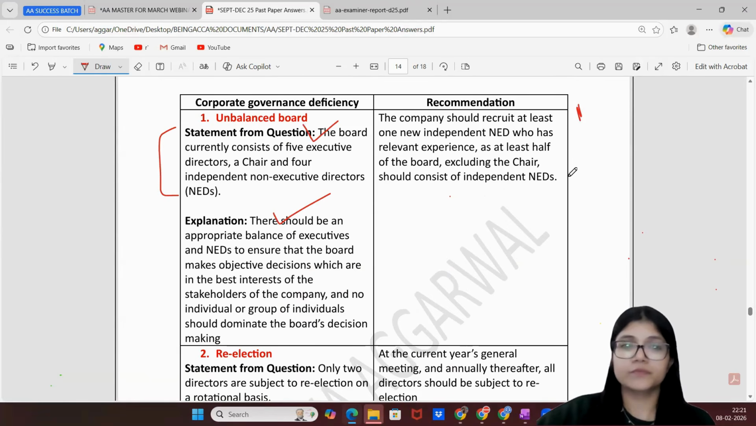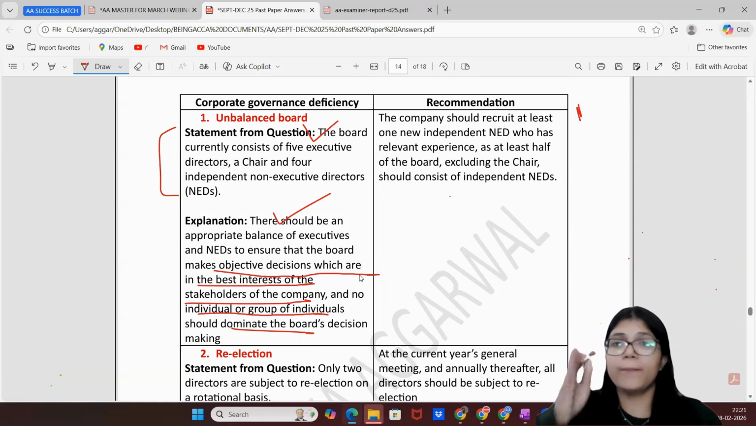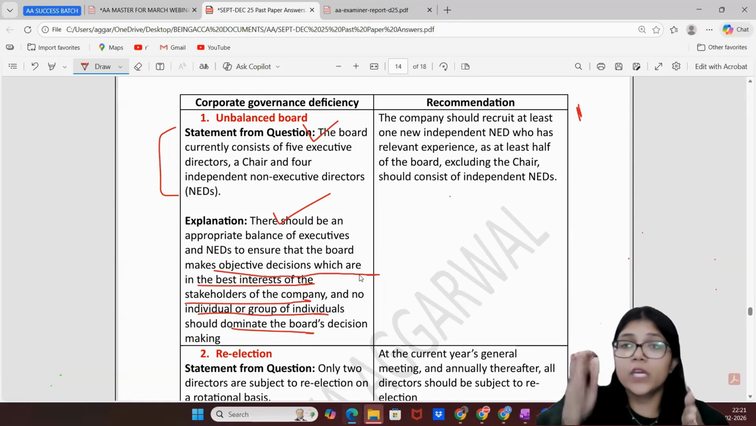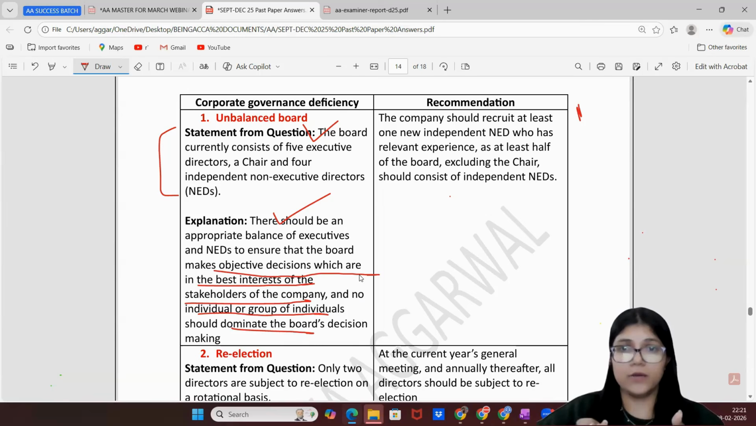There should be an appropriate balance of executives and NEDs to ensure the board makes objective decisions which are in the best interest of the stakeholders, and no individual group is getting dominated amongst them. So there should be a balance. Executives should be equal to NEDs except for the chairman. Okay, so this is the problem. An unbalanced board is the problem.